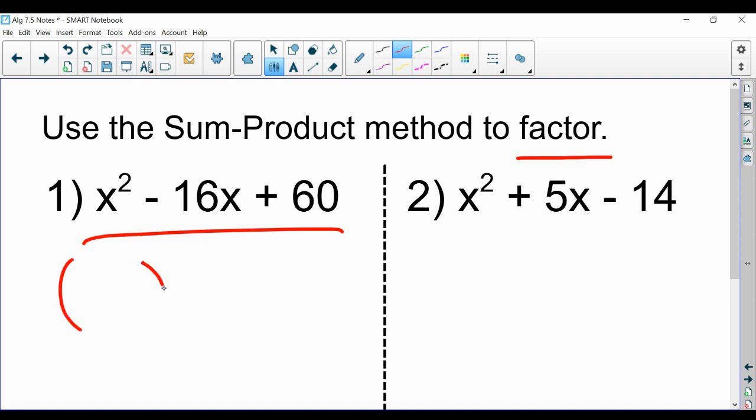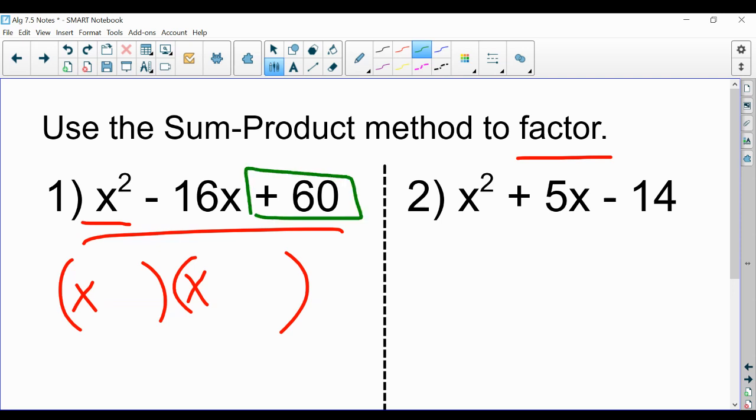Okay, so I'm going to assume that it splits up into two binomials. And I'm going to get an x and an x because that's how I get x squared. And now I want two things that multiply together to get a positive 60, but combine to get a negative 16x. And really just the negative 16 is what I'm worried about.